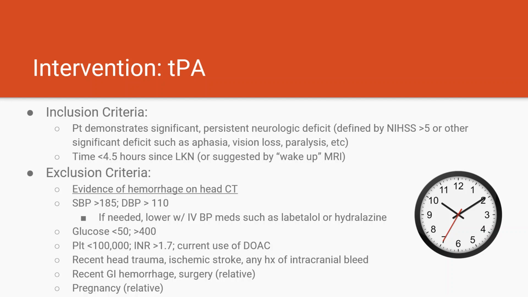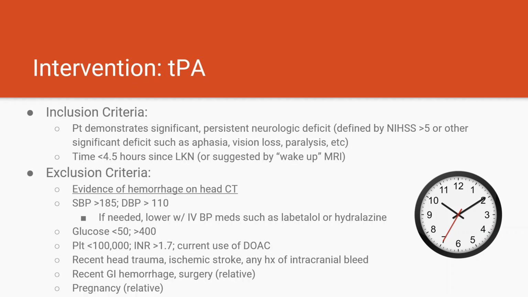That said, TPA of course comes with the risk of severe bleeding, and so we have really strict inclusion and exclusion criteria. To be considered a candidate for TPA, you have to be within the appropriate time window, and you have to have a significant and persistent neurologic deficit. Typically that's defined by an NIH greater than or equal to 5. But there are certain deficits such as aphasia, visual loss, hand weakness, like we talked about, that you may not score as high but still considered severe.